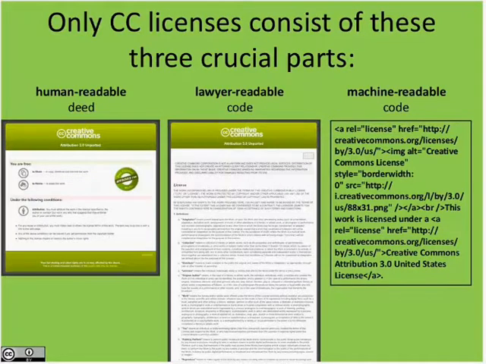Crucially, CC consists of 3 key parts. All CC licenses have what we call a human-readable deed, and that's what most people encounter, and then a lawyer-readable code, and then a machine-readable code. And I'll go through each of those in turn.